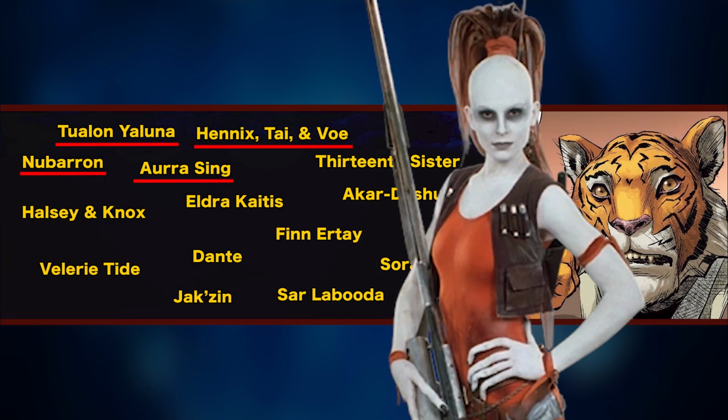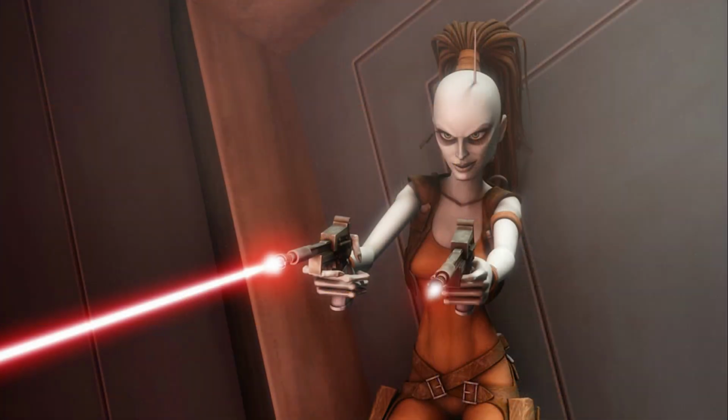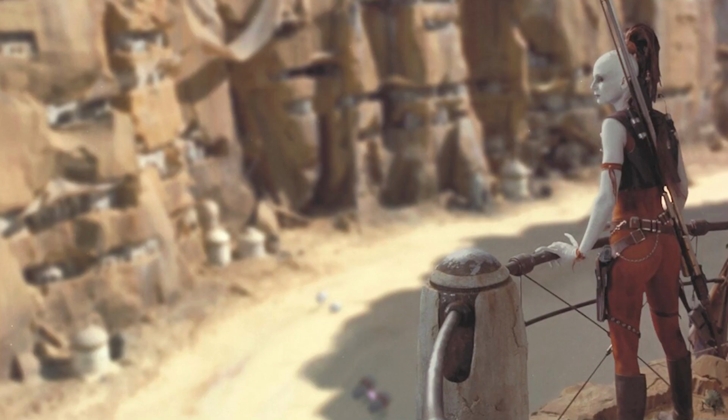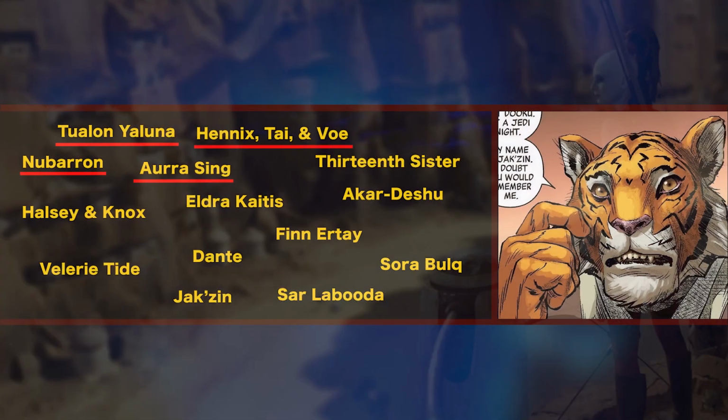Next is Aurra Sing. Aurra Sing was a Paladuvan, and while we may all be familiar with her as a bounty hunter, she actually joined the Jedi Order when she was younger, but ended up leaving, taking her lightsaber with her. She first appeared in The Phantom Menace, but the Jedi aspect was added later in reference books.